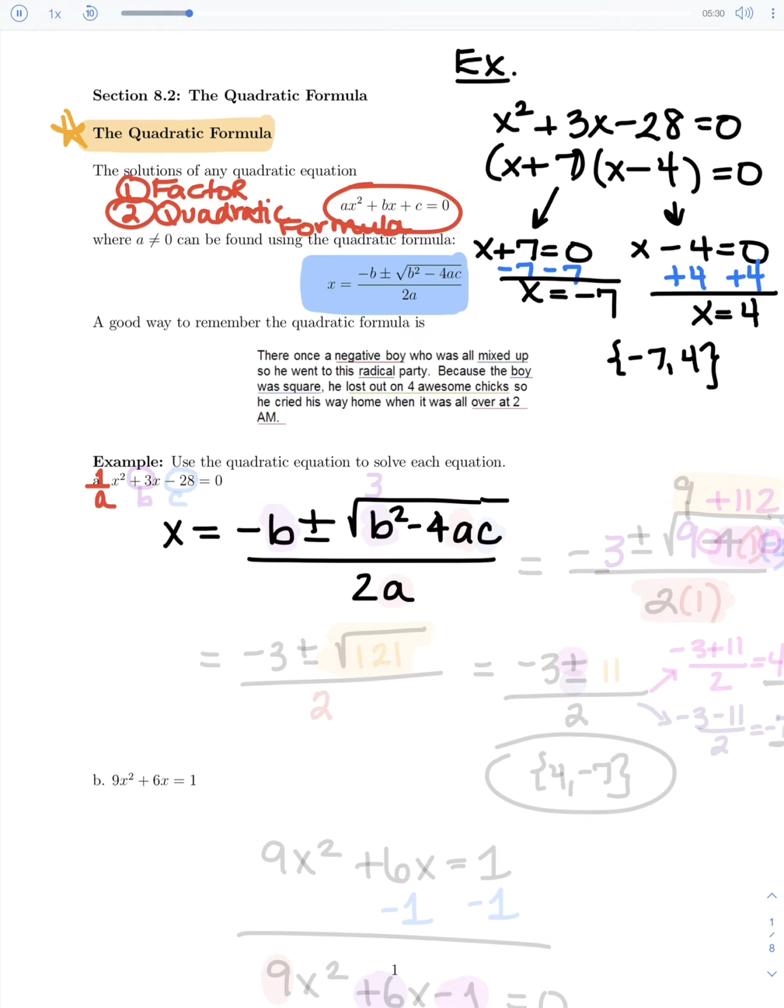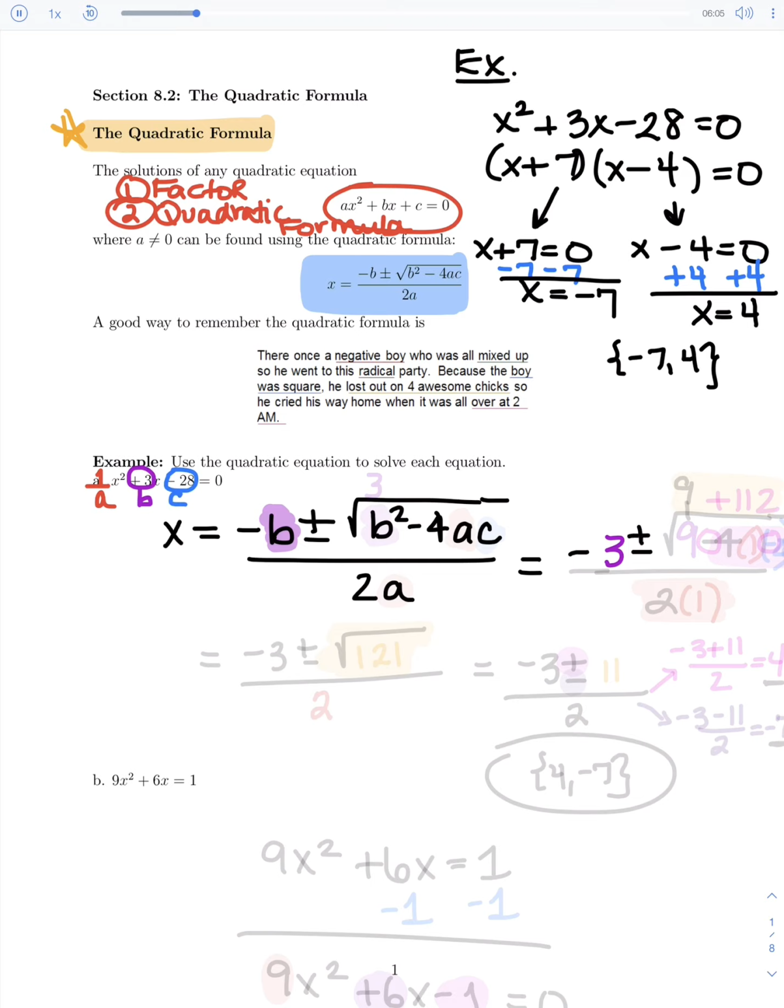Our b on this one is just the number positive 3. And our c here is a negative 28. So let's go ahead and plug these in. So the first thing that we've got is that we're going to plug in our b. Well, and again, there is a negative out in front, so we'll actually have a negative in front of our b, which was 3.